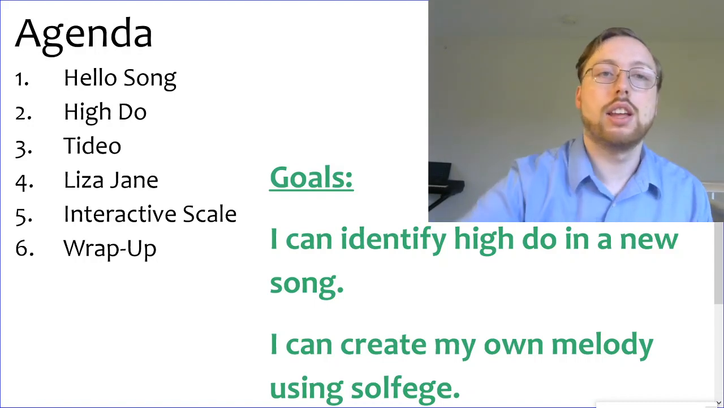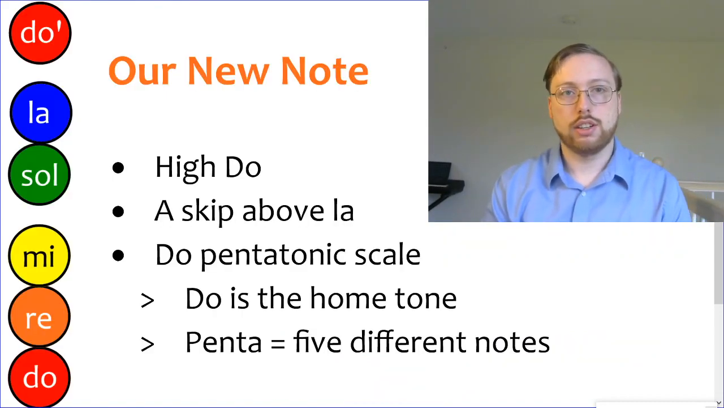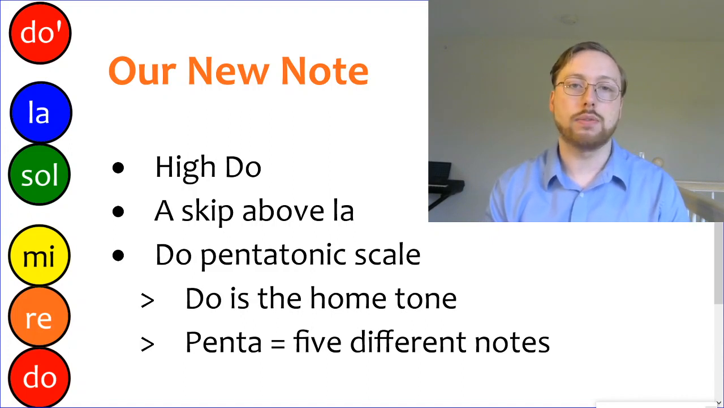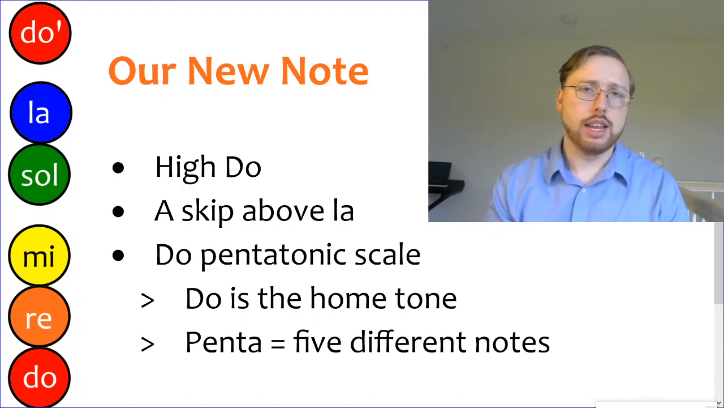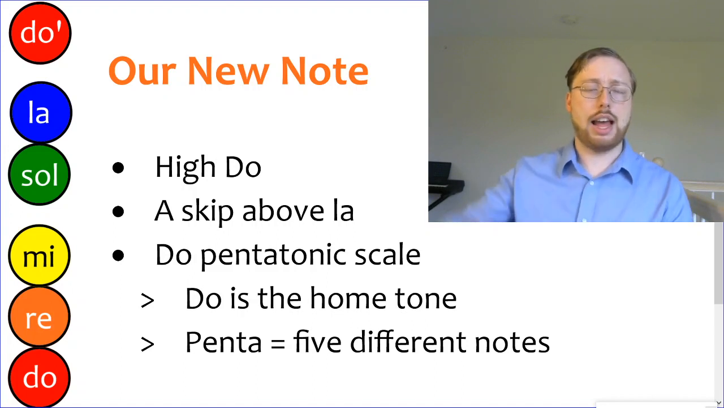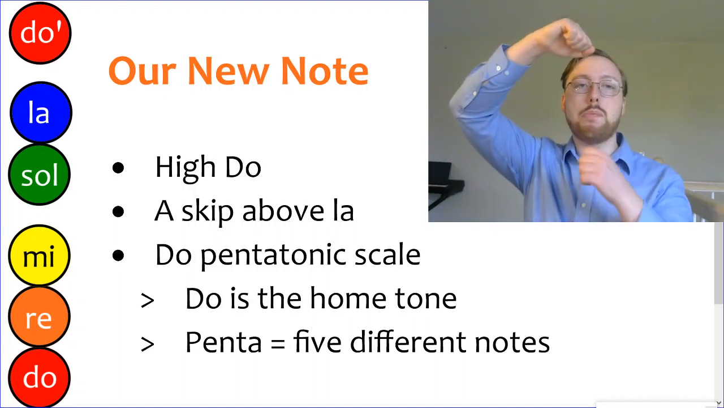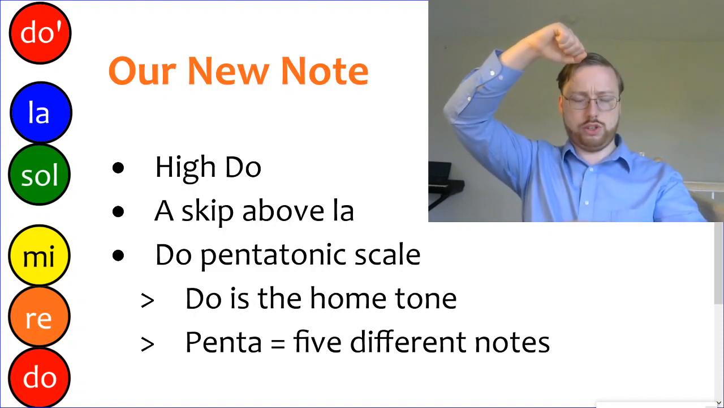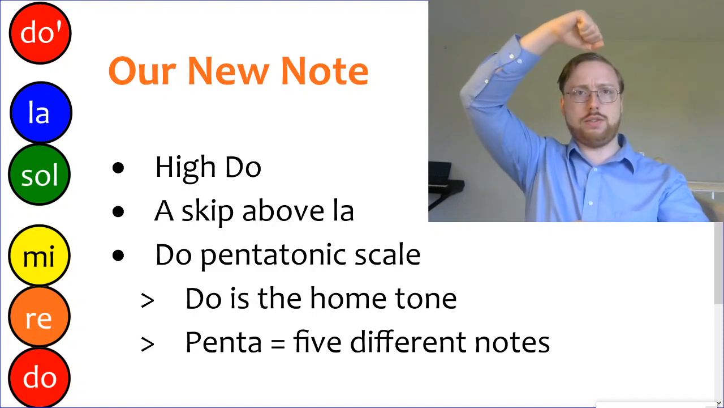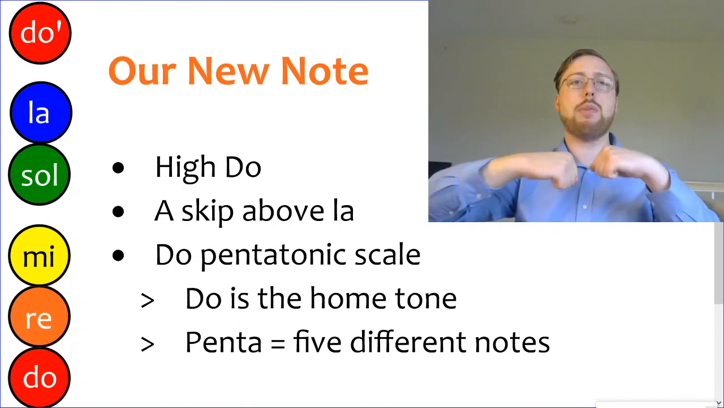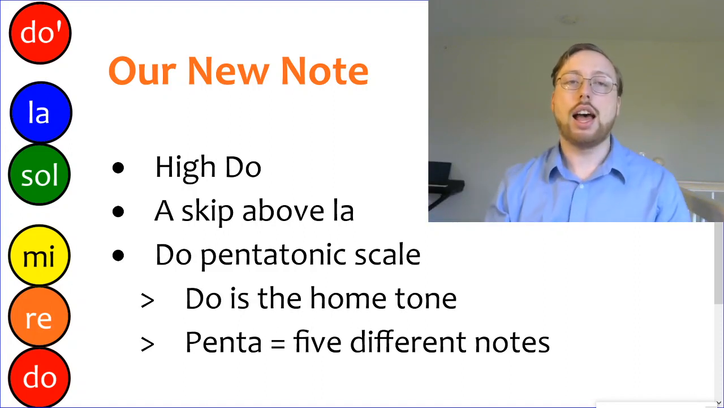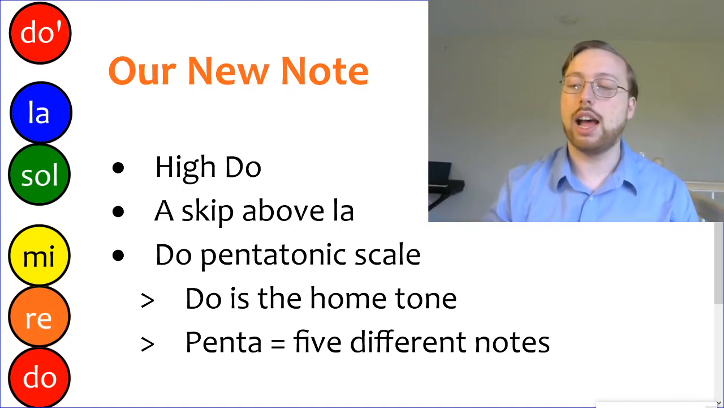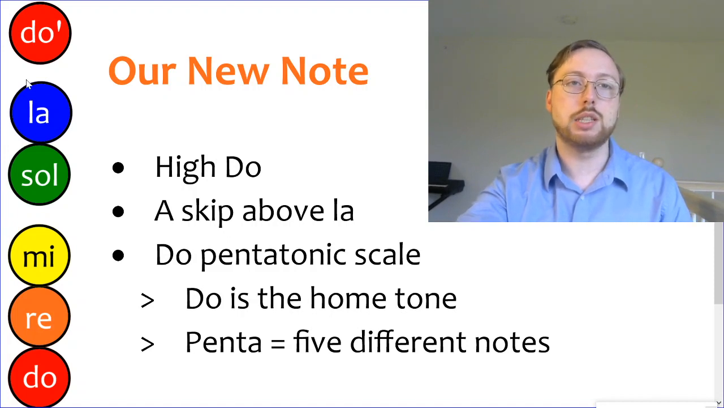As a reminder, last week we learned about this new note, high do. We called it high do because it was the highest of the notes we know, and it's above la. So there's low do, which is like this, and high do is up here. They both have the same hand sign. High do is a skip above la. You can see that it's a skip because there's a space in between la and high do.